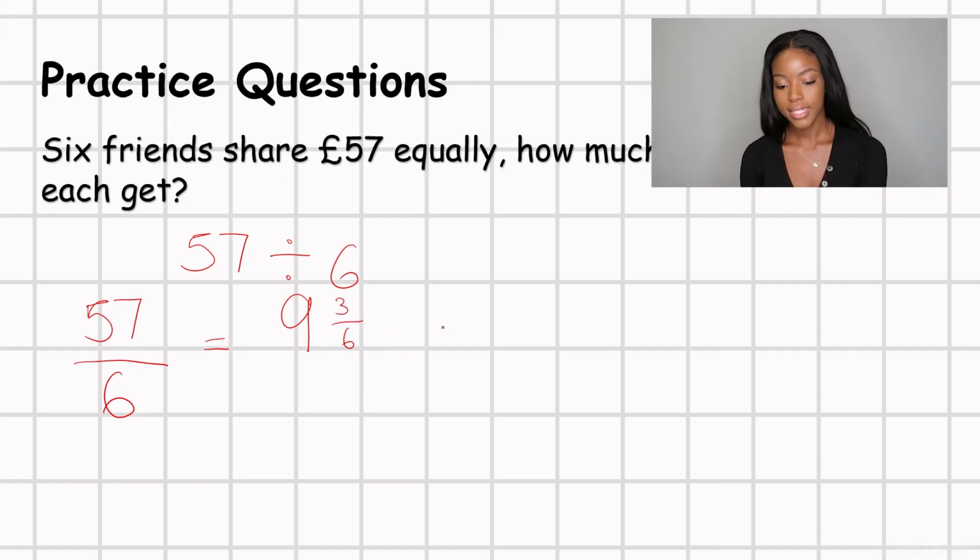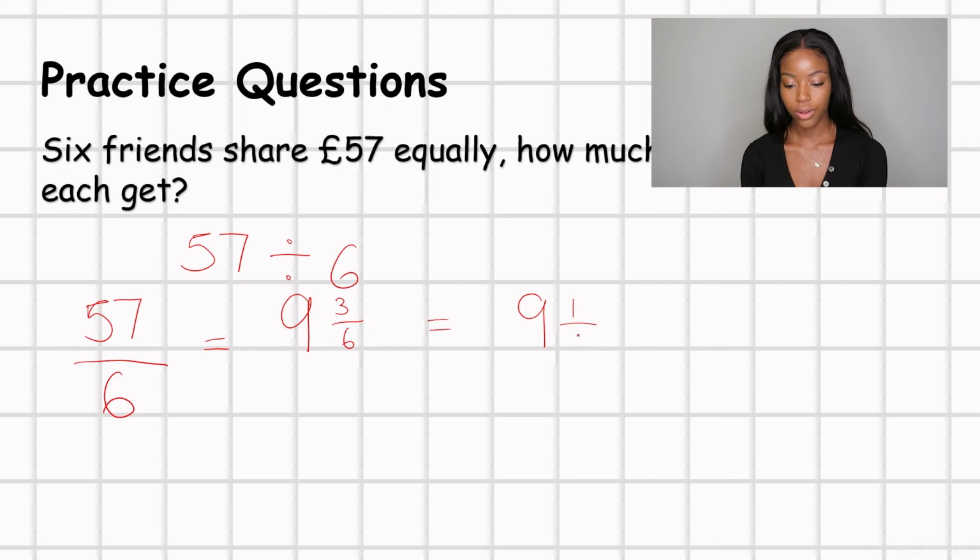If we're writing this in its simplest form, we would do 9, and 3 and 6 are both divisible by 3, so we can write that as 1/2. So that would be 9.5. That means that each friend would get £9.5.